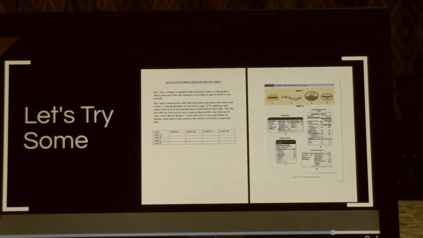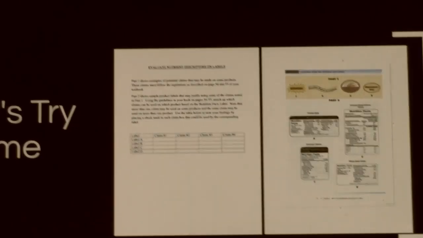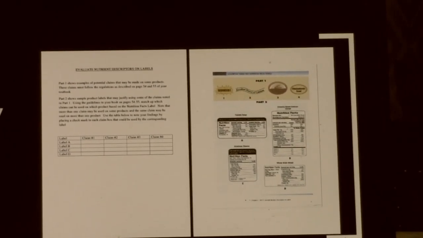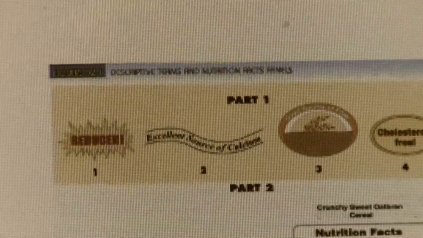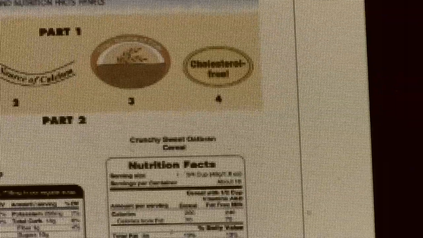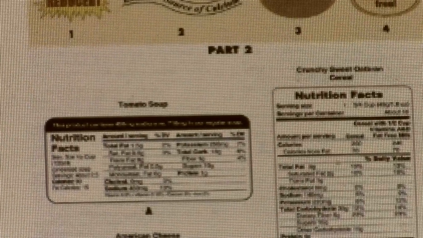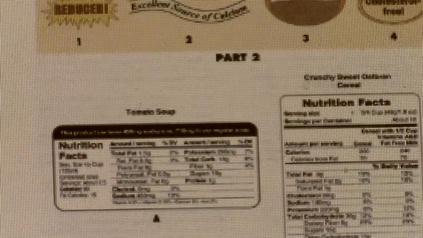Okay, so now let's talk about the next assignment that I have for you. Let me zoom in on this one here. This is using the claims and the definitions that are on the right here. Across the top are four different claims: reduced, excellent source of calcium, good source of fiber, and cholesterol free. All of those have a definition that can be found either in your book or in that Colorado State University handout that I referenced earlier.